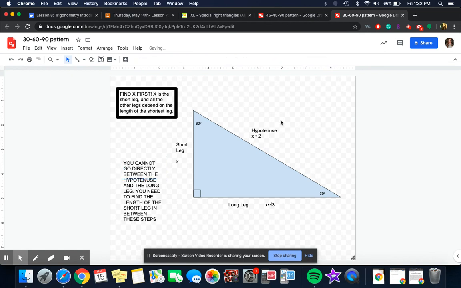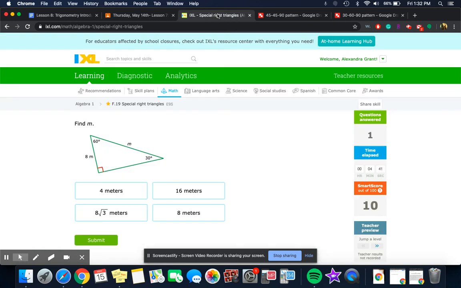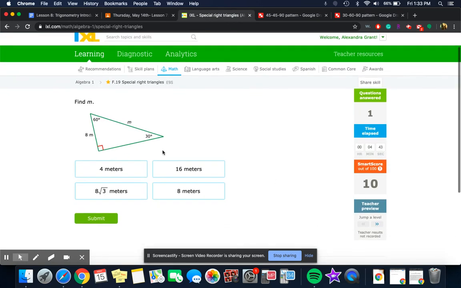So let's go back to the example problem that I was doing on IXL with a 30, 60, 90 triangle. Now, in this problem, I have the length of the side that's across from the 30-degree angle. So I know the short leg. I want the leg across from the 90-degree angle, which is the hypotenuse. The relationship between the short leg and the hypotenuse is times 2. Again, I want the side to get larger. The hypotenuse is the largest side, so I need to multiply by 2. 16 meters is my answer.